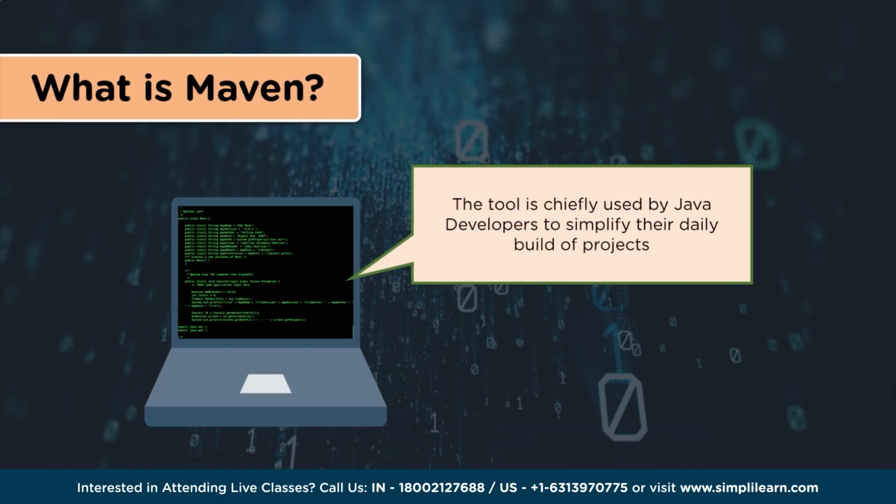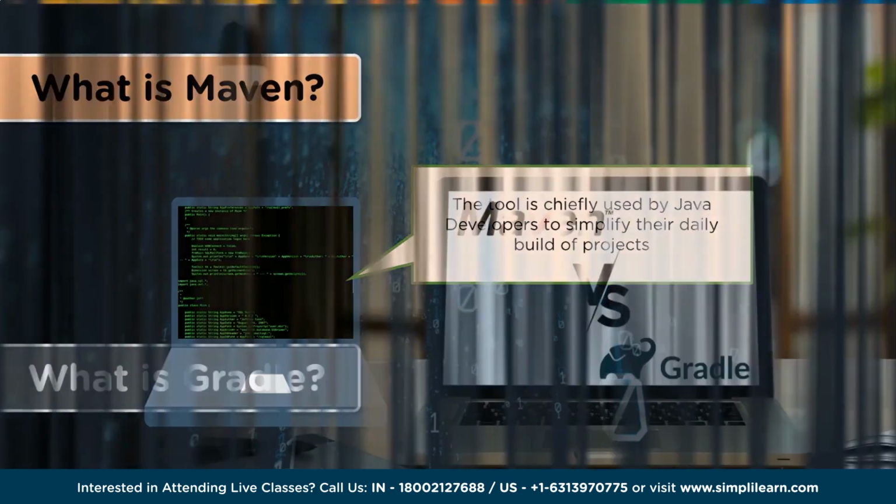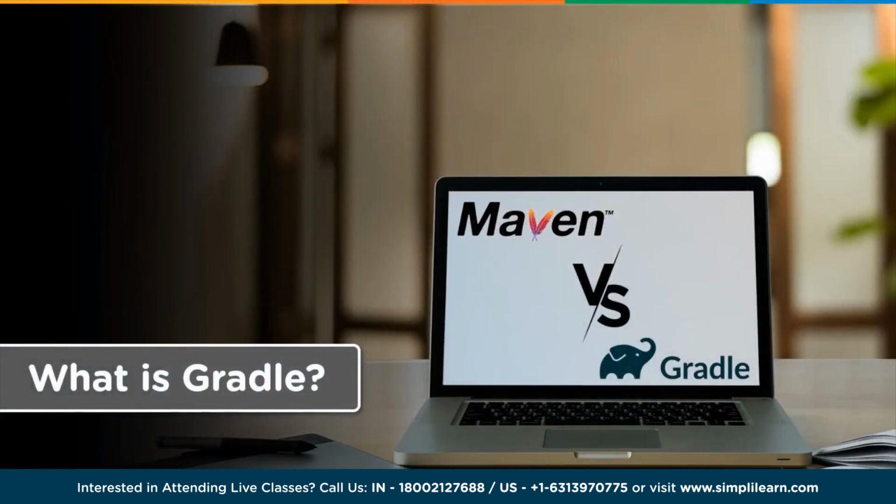Maven is chiefly used for Java-based projects. The tool helps build the code and download dependencies, and is used to develop and manage any Java-based project. It simplifies the day-to-day work of Java developers and helps them build their projects. Now, when we know about Maven, the next tool to be considered is Gradle. So let's begin with what is Gradle.